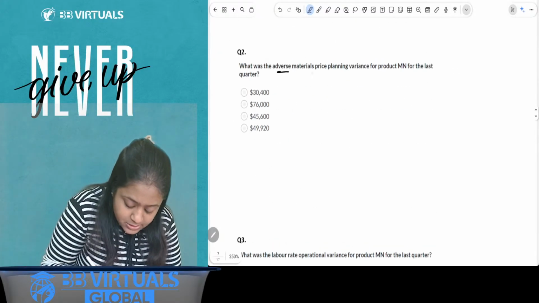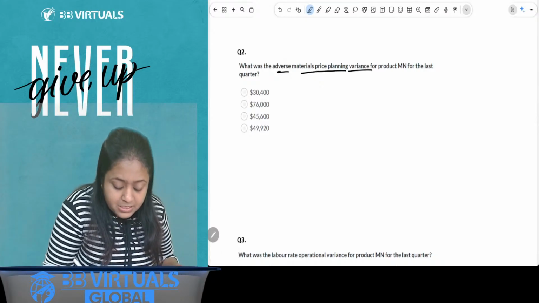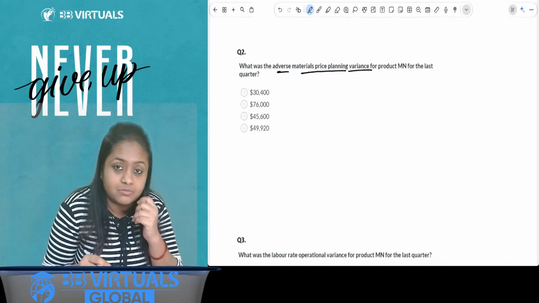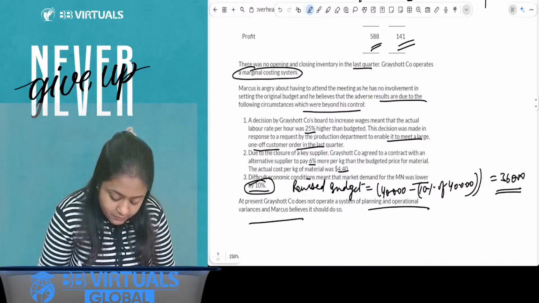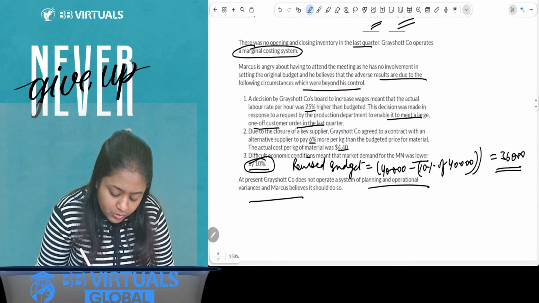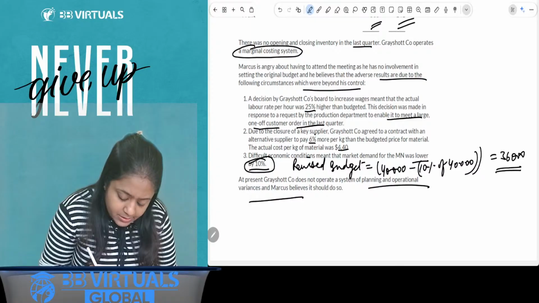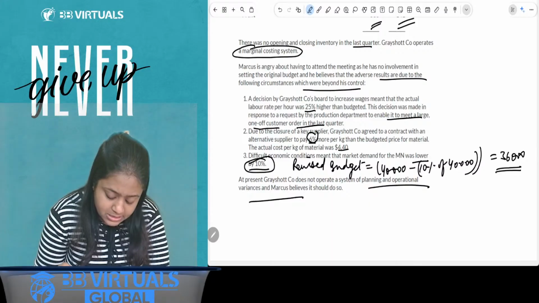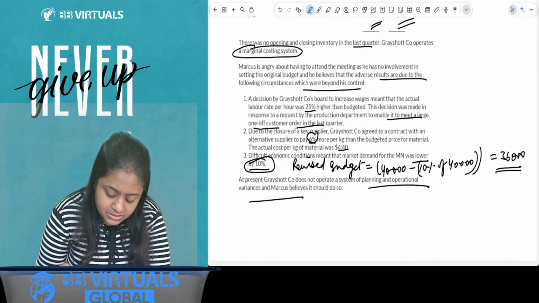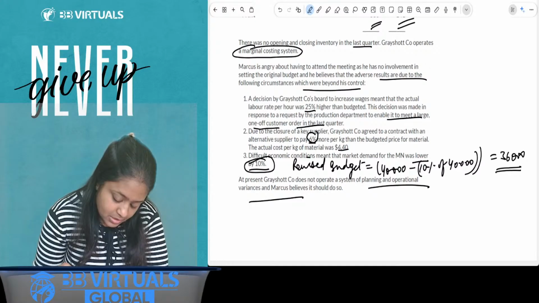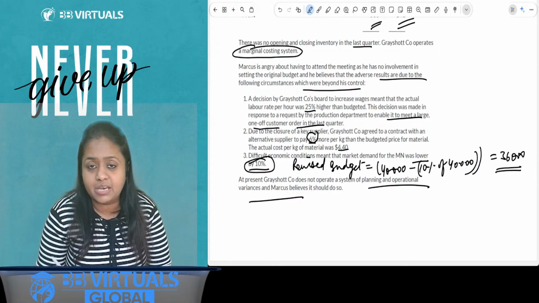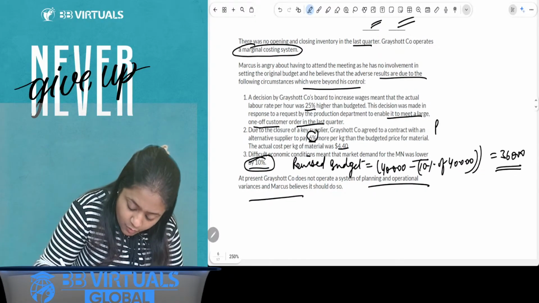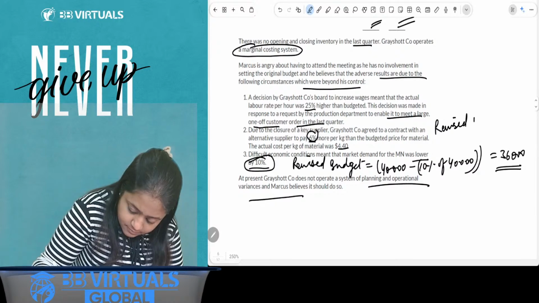What was the adverse material price planning variance for product MN for the last quarter? Now there are price variations given here. Due to the closure of a key supplier, we have to pay 6% more per kg to an alternative supplier than the budgeted price. So we just have to find the revised budgeted price, and the actuals are already given to you. Get the difference. Okay, what is the revised budgeted price?